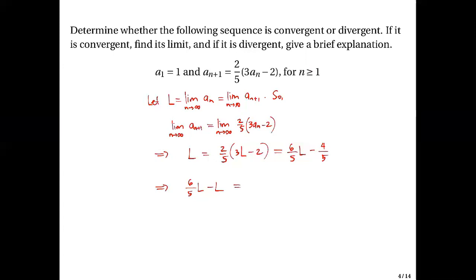So this is equal to 4 over 5. And then 6 over 5 minus 1, that's just 1 over 5. So we have 1 over 5 L equals 4 over 5, which gives us L equals 4. So this is the limit of this sequence.